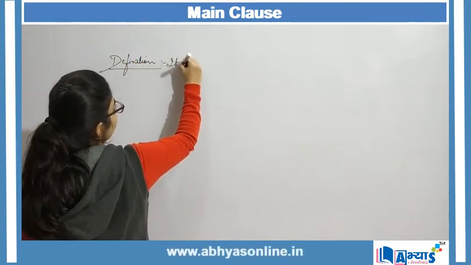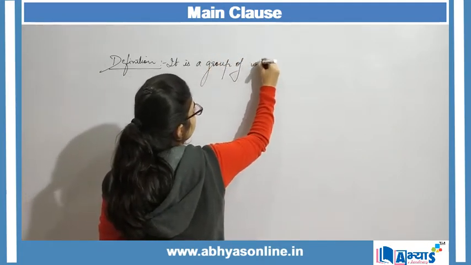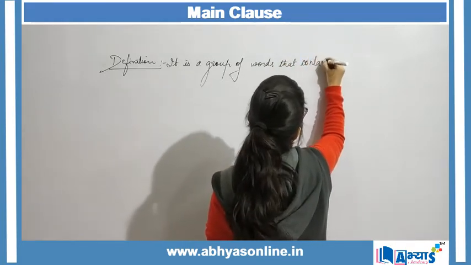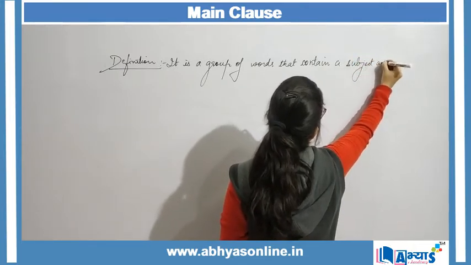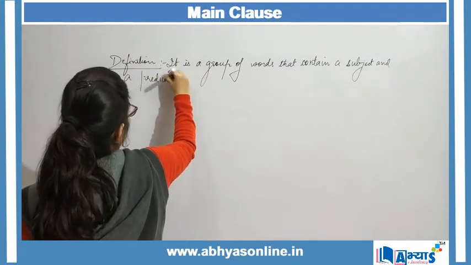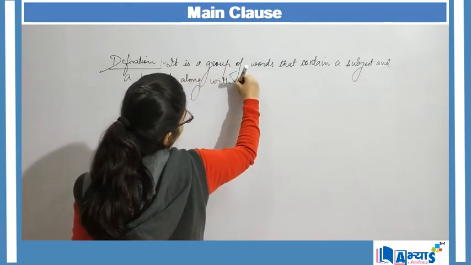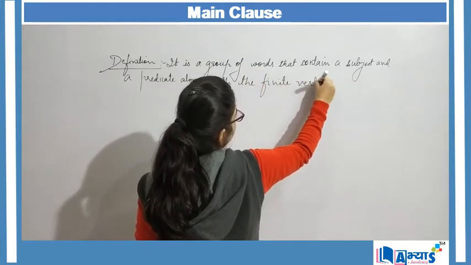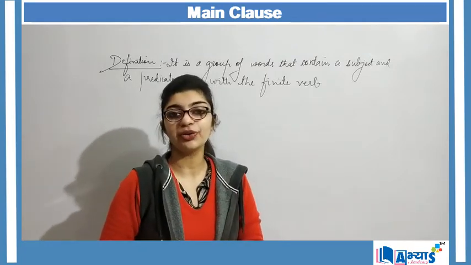that it is a group of words that contain a subject and a predicate along with the finite verb. It contains a subject, it contains a predicate and a finite verb.